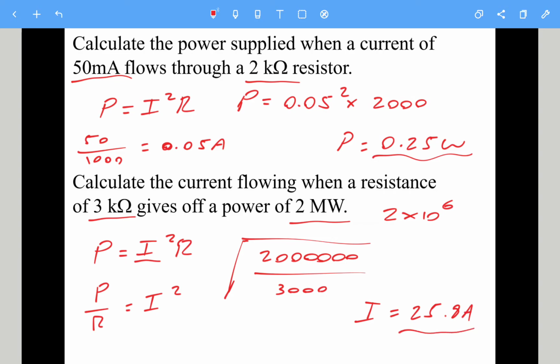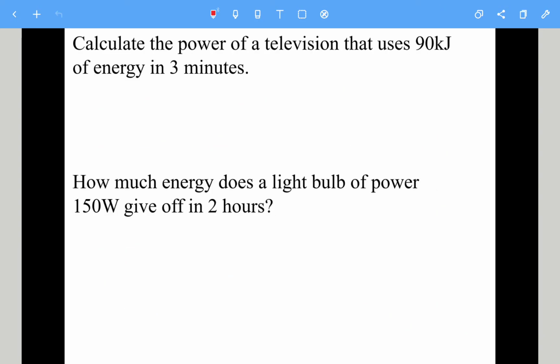If you got that one well done, that's a tricky one. Let's move on and do some more. By the time we finish these, you should be an expert. So next one, let's calculate the power.